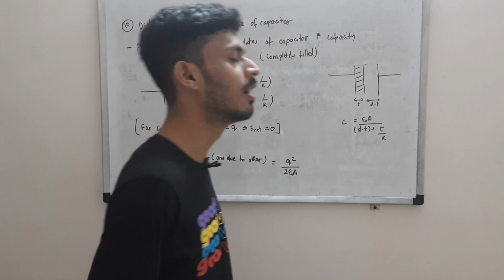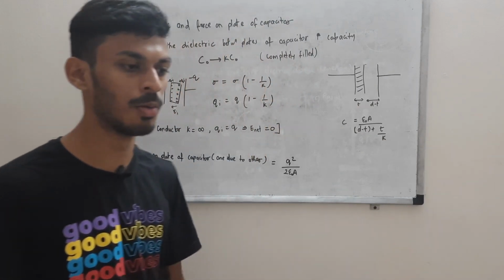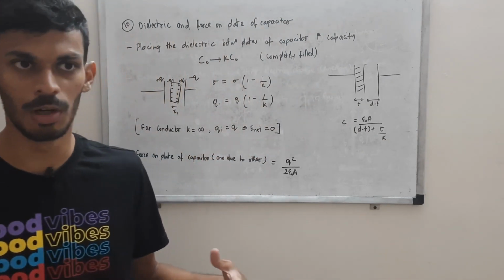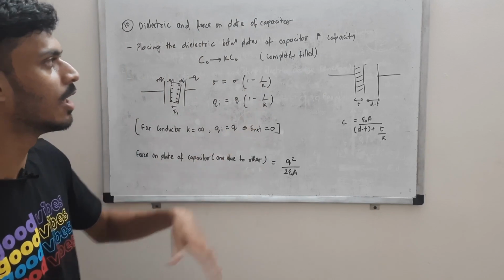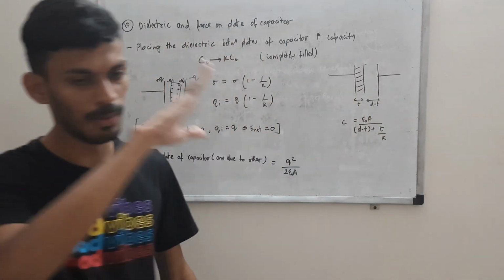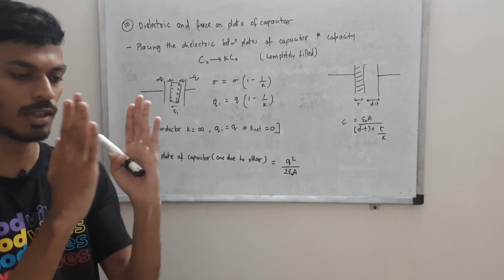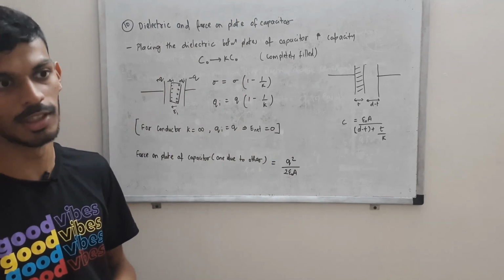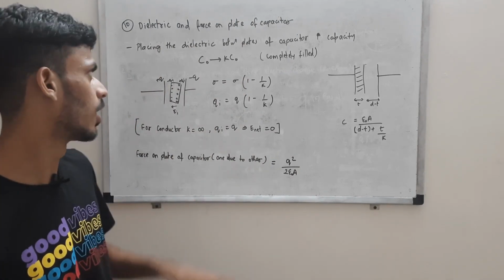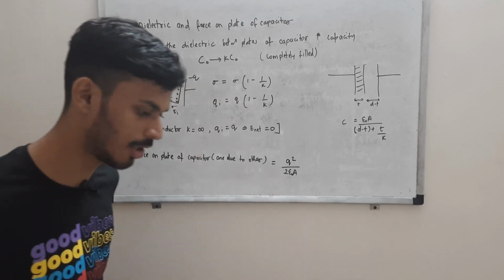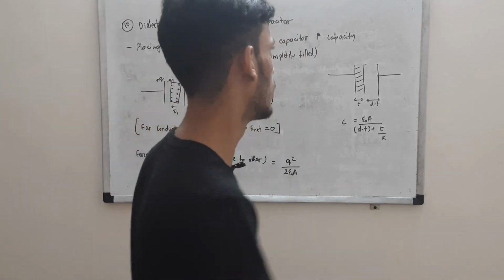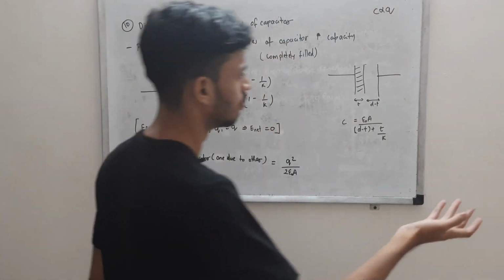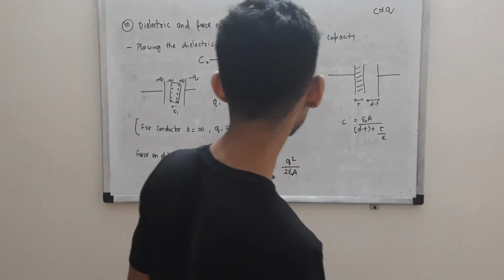Basically, it will increase the capacitor's capacity, meaning when you place a dielectric between the plates, the capacitor will suddenly be able to hold more charge. If you fill the entire space between the plates with the dielectric, its capacity will become k times C. If it's initially C naught, it will become k times C naught. C is directly proportional to Q, so greater capacity means it will hold greater charge. That is the advantage.